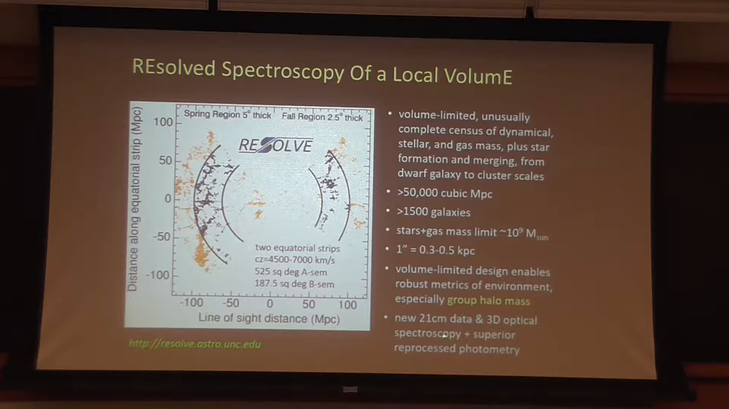Now, the resolved spectroscopy is actually referring to both radio and optical spectroscopy to get the gas mass census as well as the kinematic census that goes along with archival photometry for the most part.